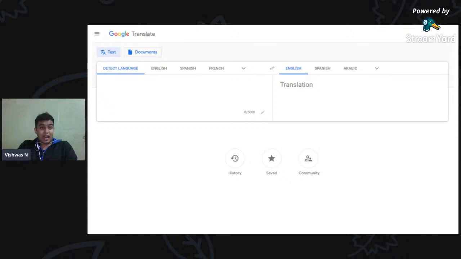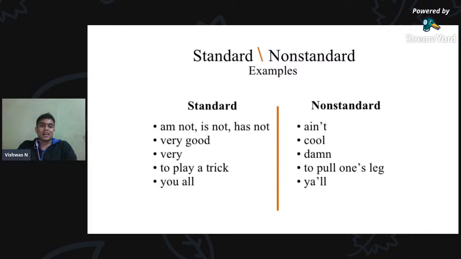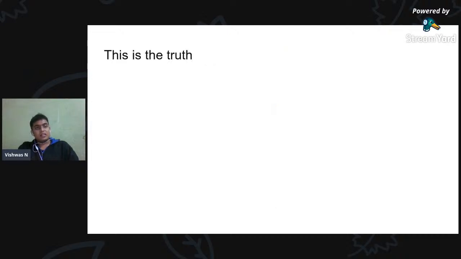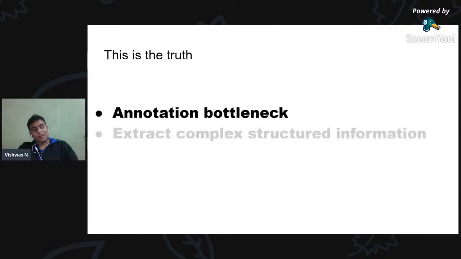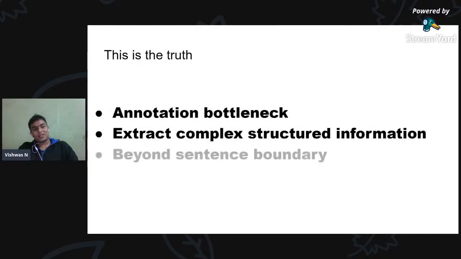So now language is one such barrier which you can think of in NLP. Standard and non-standard examples of using words. "Am not, is not, as not" is just one standard example of a word set which is being given. But non-standard is this, and this is the truth. Annotation bottleneck, extraction of complex structured information beyond the sentence boundary. There are a lot of insights that you can get from one line of data that you have captured, but your machines can be dumb enough to not get that insight.